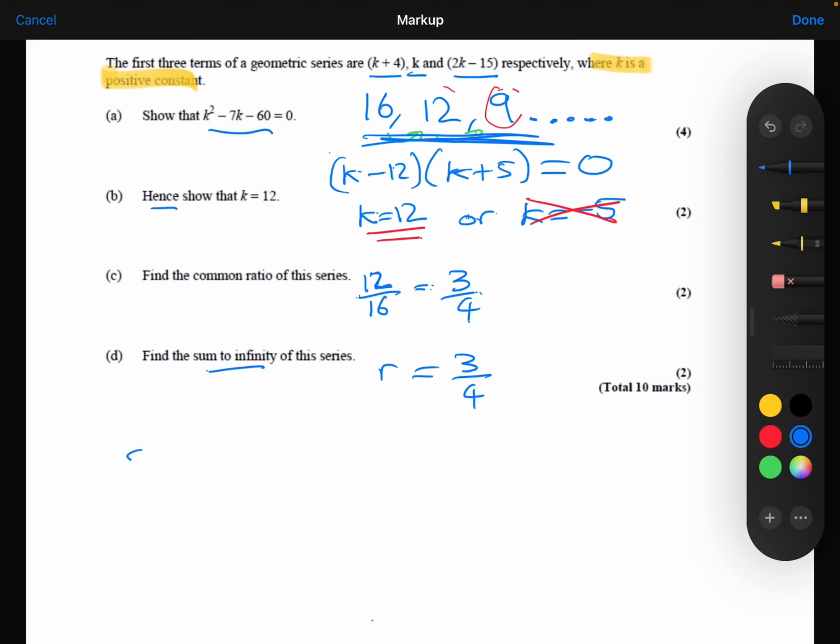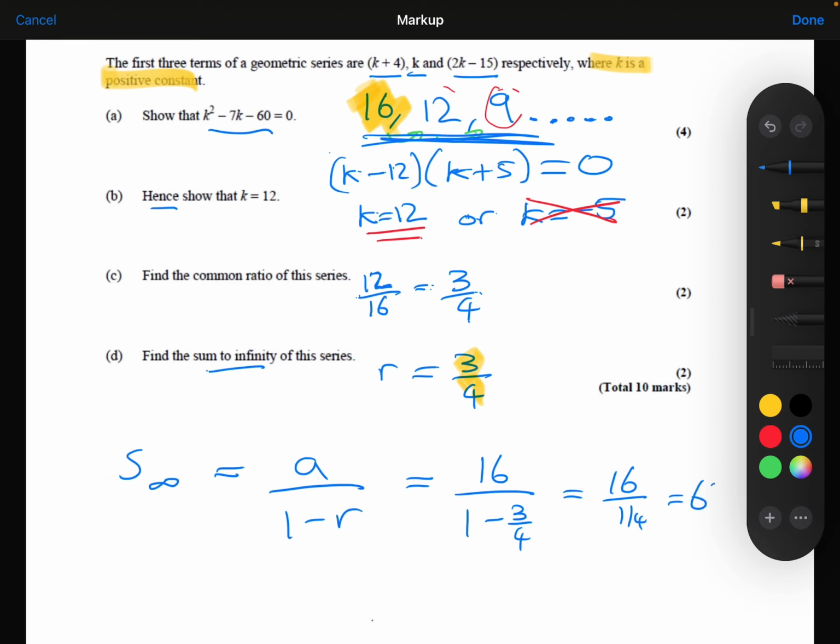The sum to infinity formula, which you do get given in the formula booklet, is a divided by 1 minus r, where a is the first term and r is the common ratio. So in this case, my first term is 16. My common ratio is 3/4. So 16 divided by 1 minus 3/4 is 16 divided by 1/4, or 64.